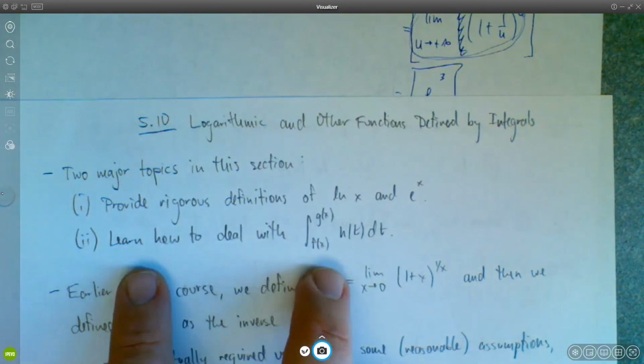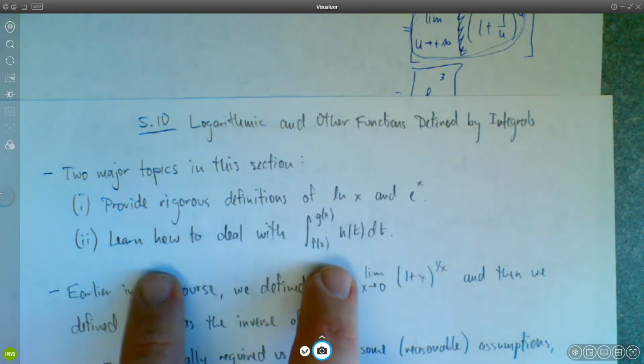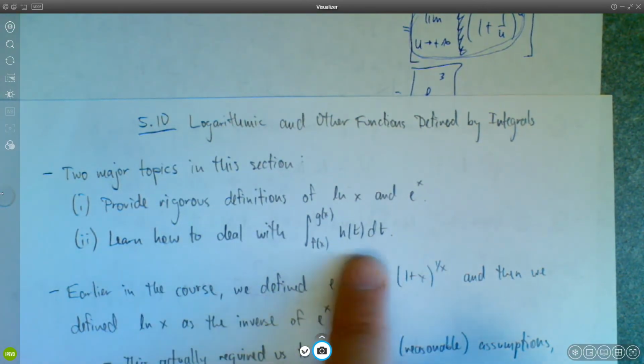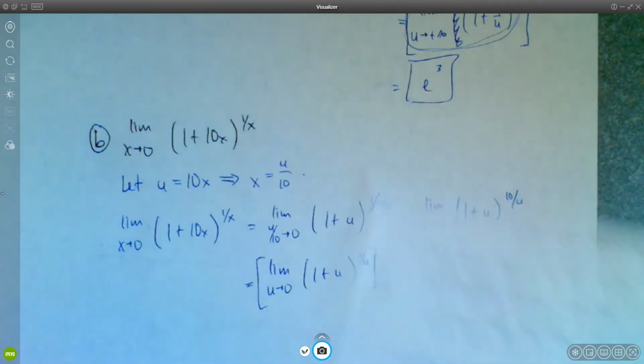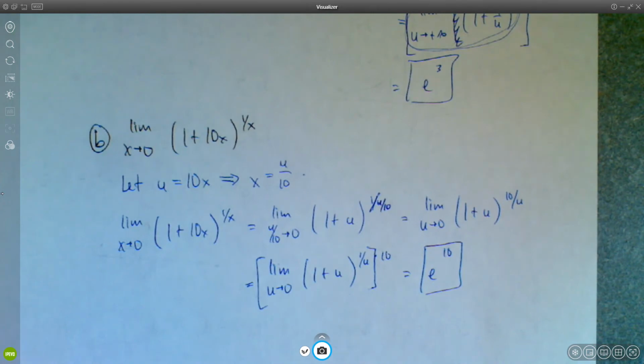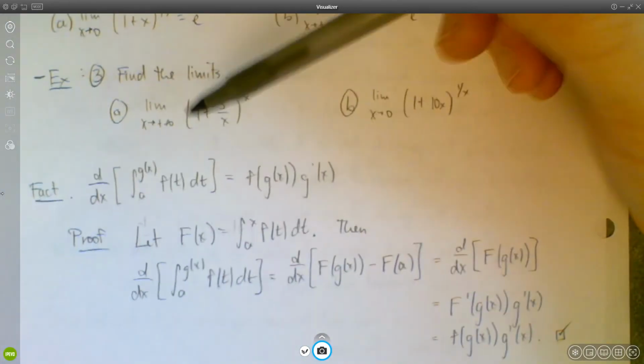The next main topic that I want to talk about is learning how to deal with things like this, where your limits of integration are functions of x. Fundamental theorem of calculus helps us, but there are some details that we need to work through. So here's the detail, right?